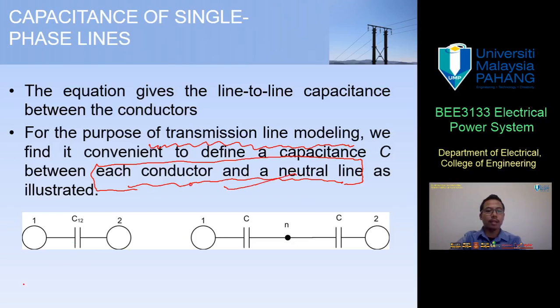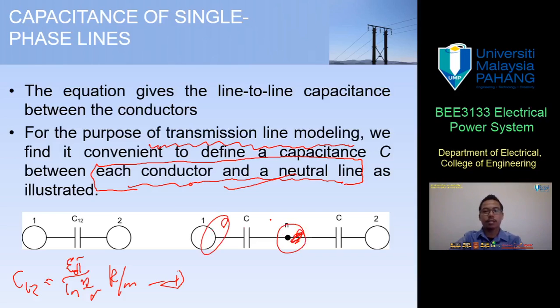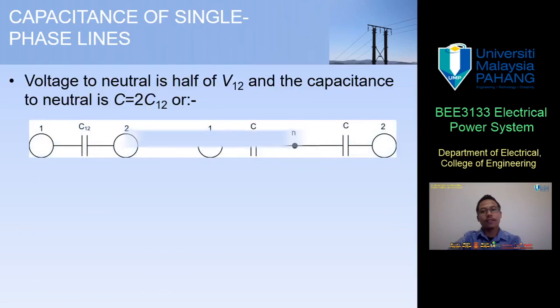The original one is the C12 that we determined just now, with K ln D over R. So this time there will be another definition, a redefinition of the capacitance, because we consider the phase conductors and also the neutral line here.